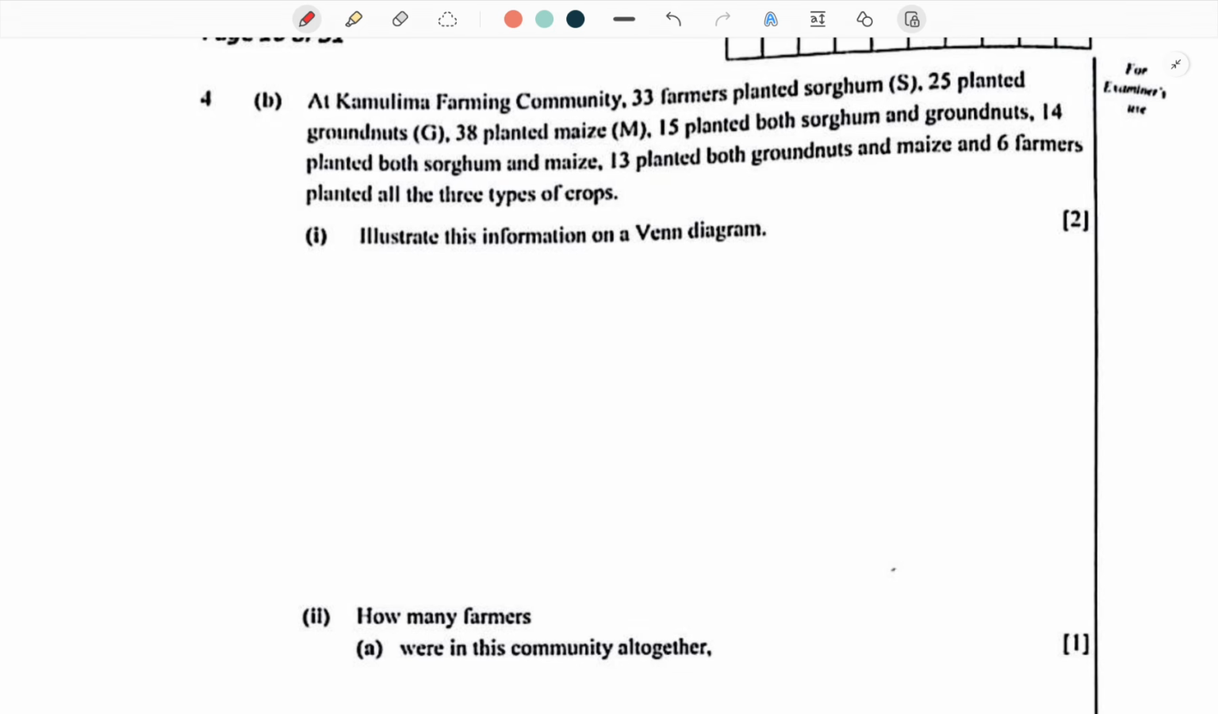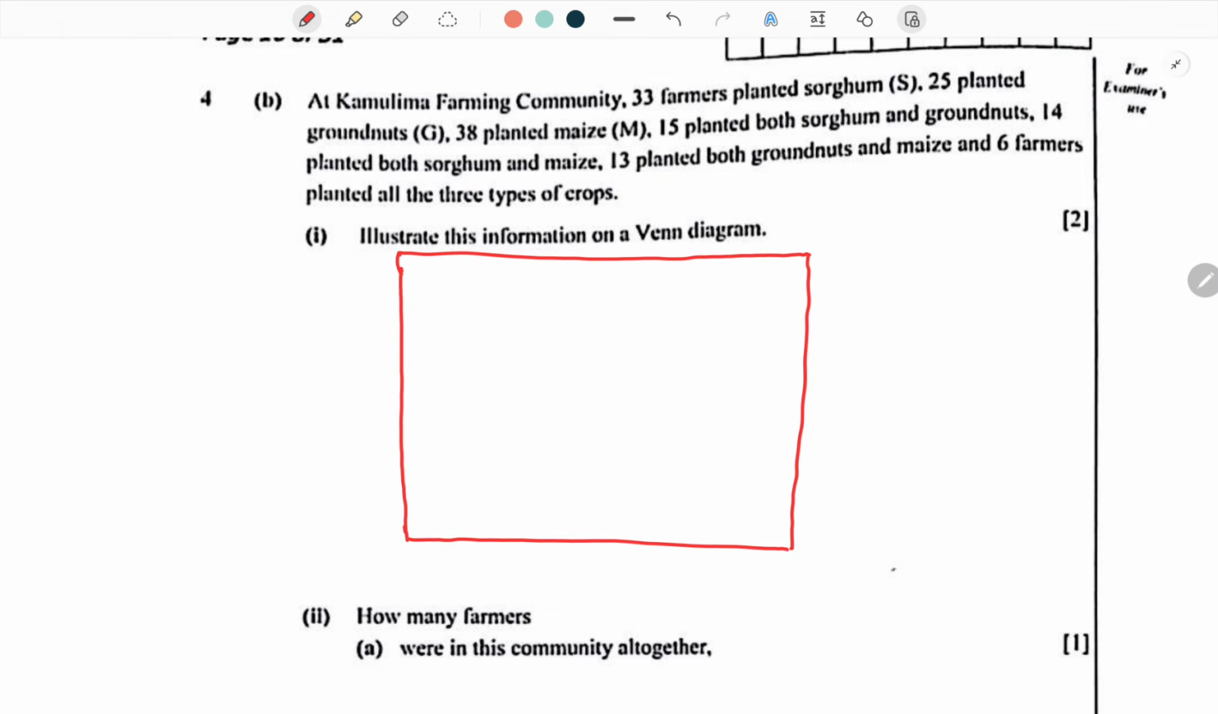Now, I'm going to make this simple so that whenever you find a similar question, you'll be able to solve it. This is the Venn diagram, and this is how it's going to look. So I'm going to draw a Venn diagram. Now, they are saying at Kamulima farming community, 33 farmers planted sorghum. So whenever you mention something, you draw the set. So you can say this is for sorghum. 25 planted groundnuts. So this is going to be for groundnuts.